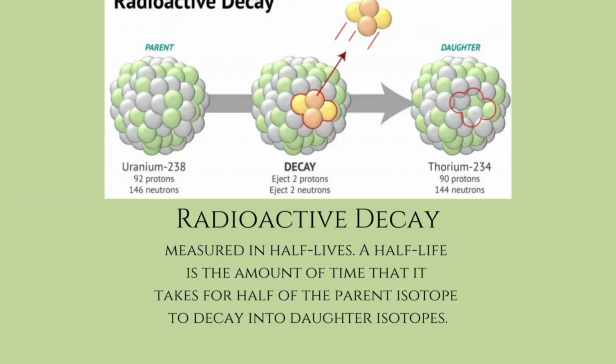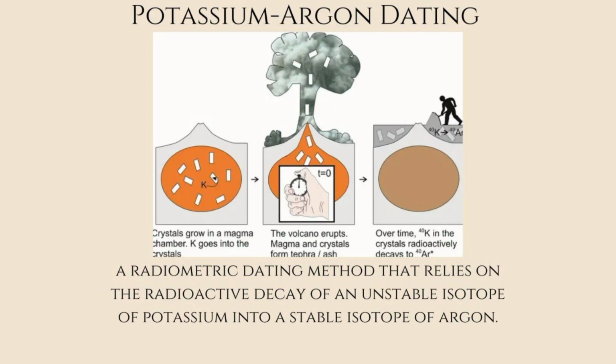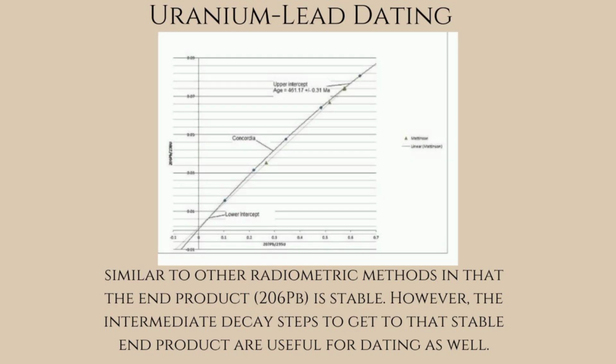Radioactive decay. When the quantities of the parent and daughter isotopes are equal, one half-life has occurred. If the half-life of an isotope is known, the amount of the parent and daughter isotopes can be measured, and the amount of time since the radioactive decay began can be calculated. Common methods are carbon-14 dating or radiocarbon dating, potassium-argon dating, and uranium-lead dating.